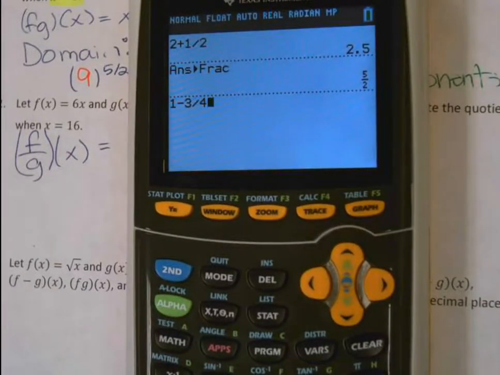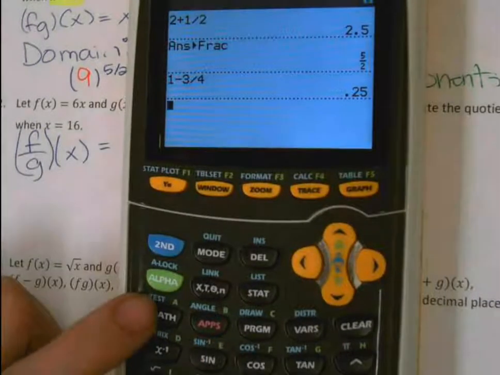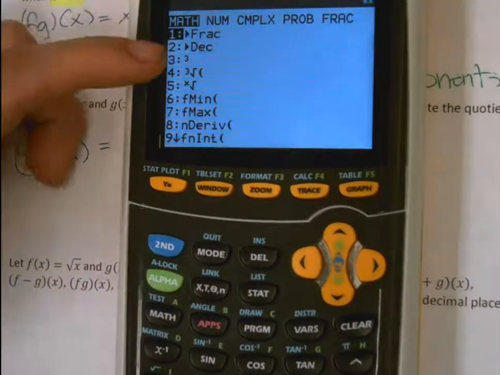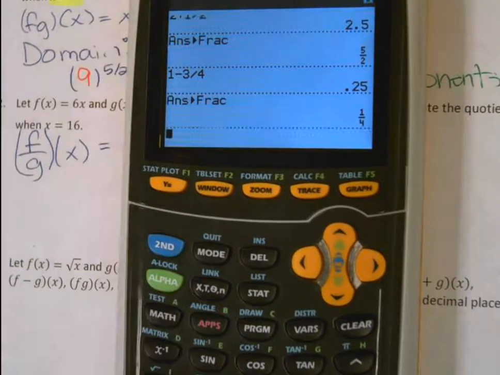You guys understand that part? Okay. So it gives me 0.25, and then I go to math, the one under the green. And you see how it says FRAC? That means fraction. I press it twice, and it gives me the fraction. So it'll turn decimals into fractions for me.